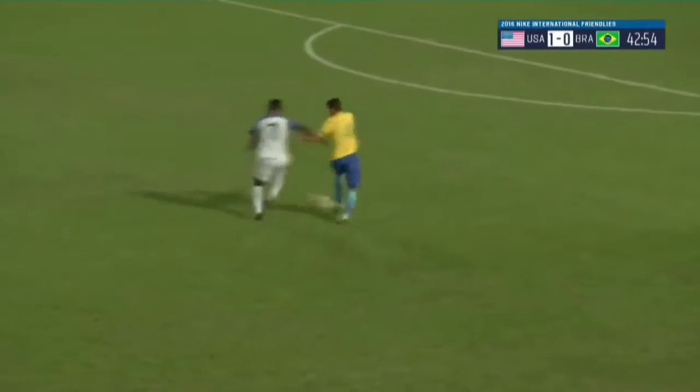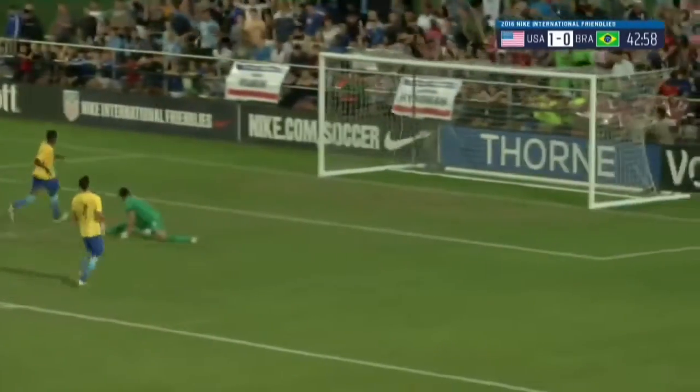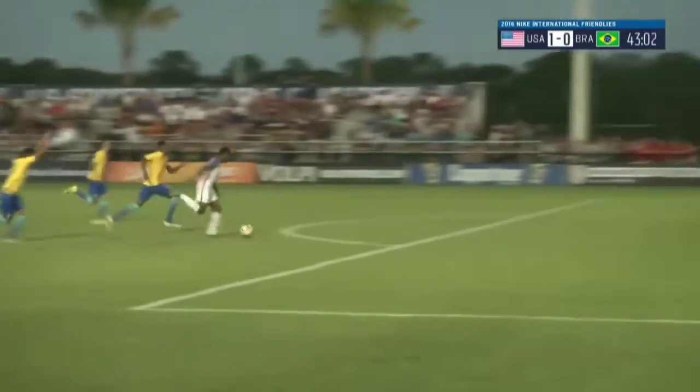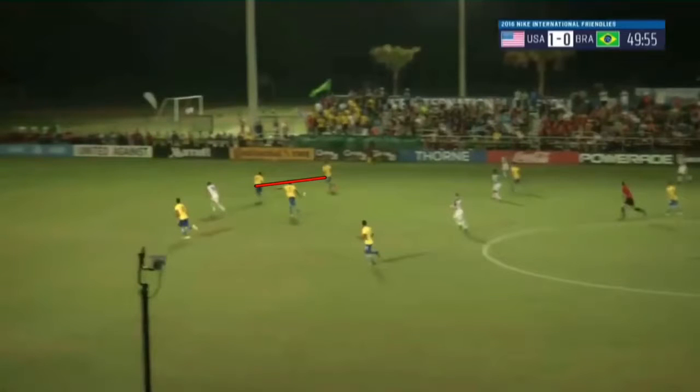Okay, so let's take a quick look at the goals. We'll see here just a real mistake from the Brazilian number 4. Number 7 for the US latched onto it very, very quickly and applied a terrific finish. Very uncharacteristic for the Brazilian defenders throughout this game, but in this particular goal, you'll see here he switched off for a second. The US capitalised.